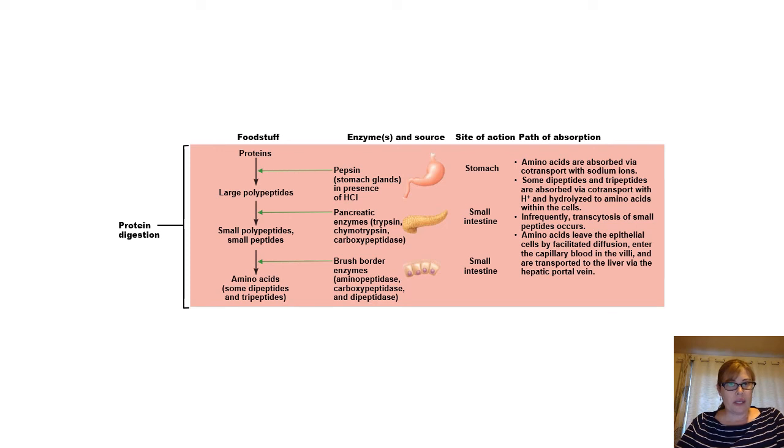So here we have the same thing, a breakdown here. We have our proteins at the top, which we have pepsin coming from the stomach in the presence of hydrochloric acid. Then we have that protein broken down into smaller pieces. The pancreatic enzymes are going to do a job there. And then we have further digestion by brush border enzymes coming from the small intestine to break it into the smallest parts, which are known as amino acids. Those are the smallest parts of proteins.